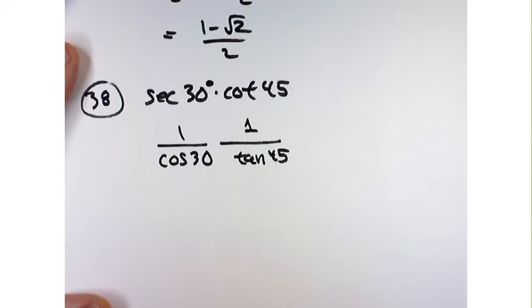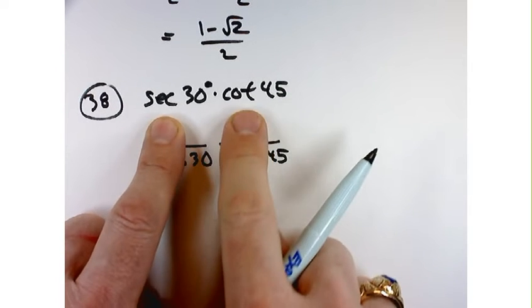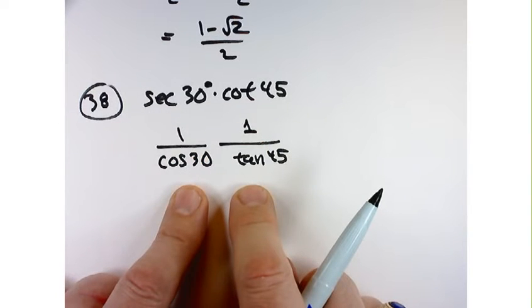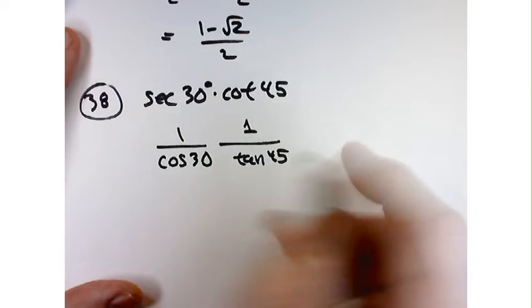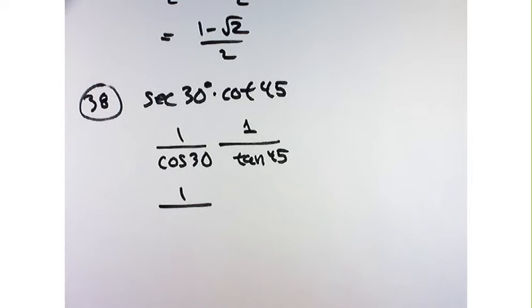As hard as you look for them, most calculators aren't going to have a secant and a cotangent button on them. Just not going to find it. All right? So you're going to have to work with the reciprocals here. Now the cosine of 30, well, it's going to be your x-coordinate there.